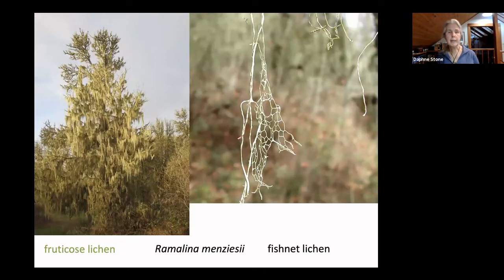A similar looking lichen, which from far away looks very similar, is the fruticose lichen Ramalina menziesii. But if you look at it closely, you'll see that it's made of little nets. And so it's called the fishnet lichen. And the neat thing about this lichen is if you look carefully at this picture, you can see there are tiny nets.